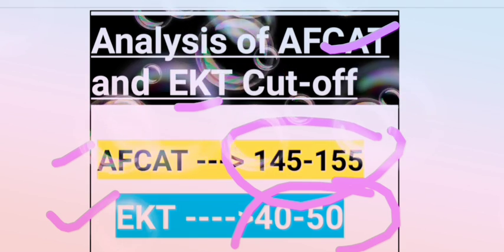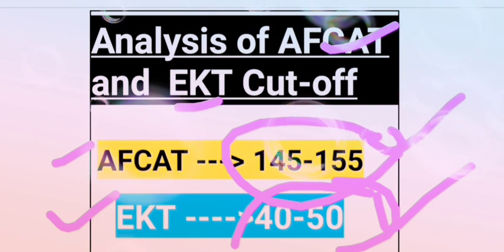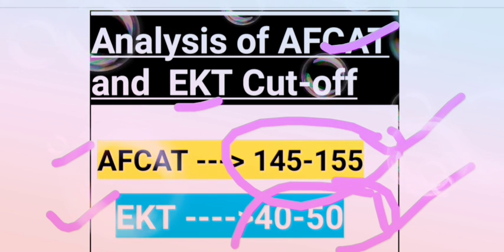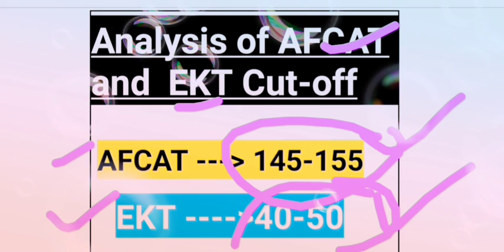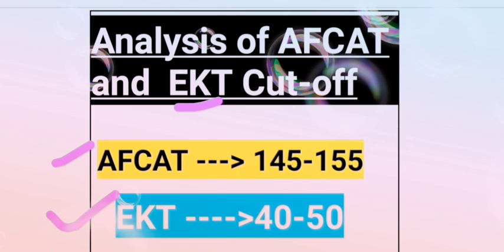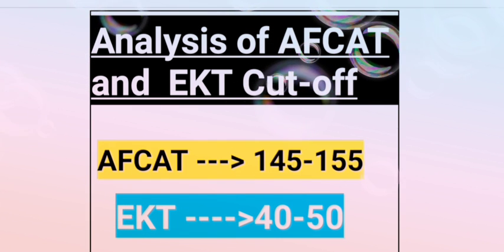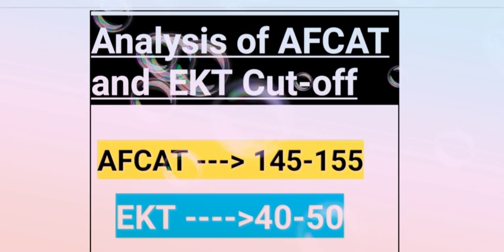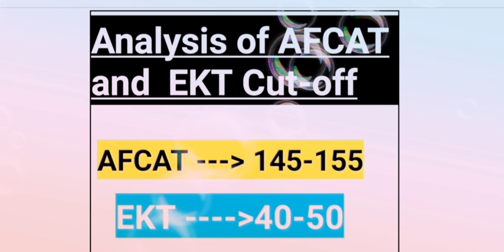So it is very easy to achieve this cutoff, because this is a very low level of cutoff, as it is half of the maximum marks. So these are very low. Why? Because the level of the EKT and AFCAT paper at this session or this year is going to be difficult, so the cutoff is going to be low.